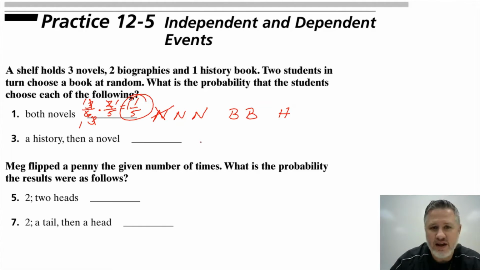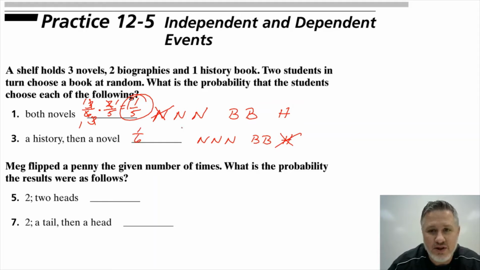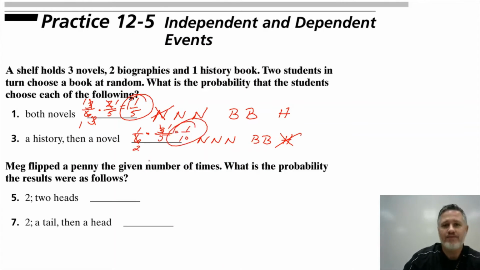All right, so let's do the same thing for this one. I've got 3 novels, 2 biographies, and a history book. So what's the probability that I'm going to get a history book? Well, that's 1 out of 6, right? Because there's 1 history book. And then a novel. Well, how many novels are there? There's 3. But how many total books are there? There's 5, right? So it's 1/6 times 3/5. And I'm going to cross simplify. 3 goes into 6 two times, and you wind up getting 1/10 overall, which is 10%. Okay, so hopefully that helped.